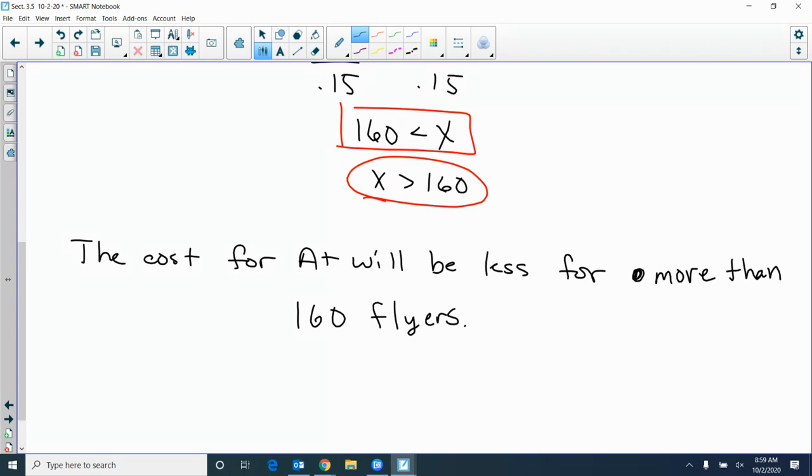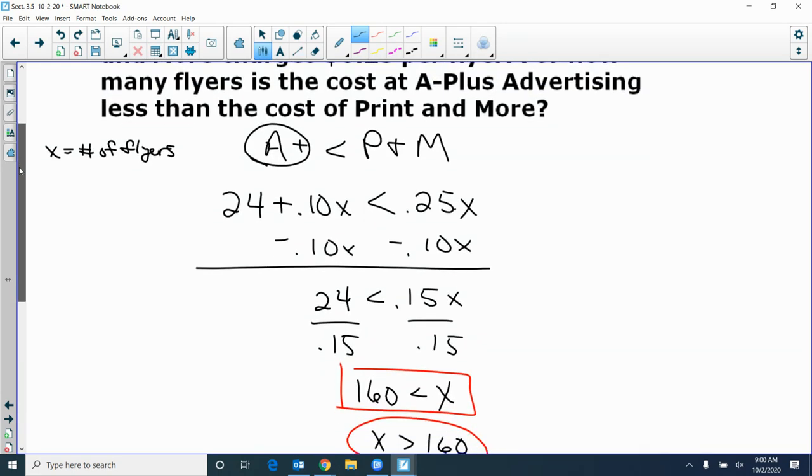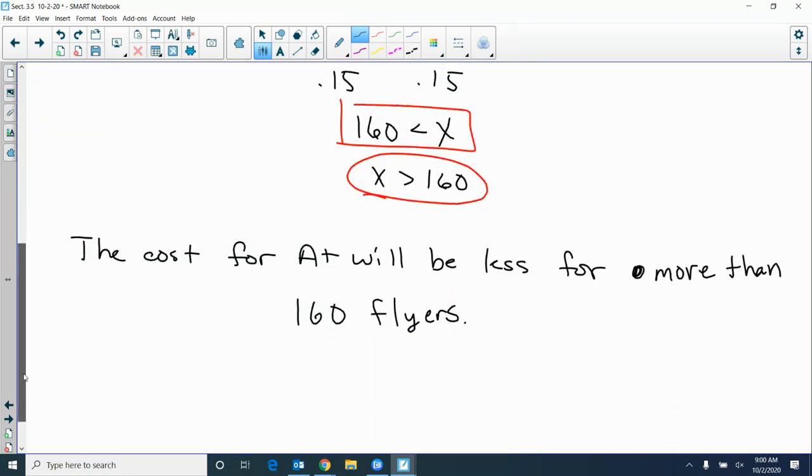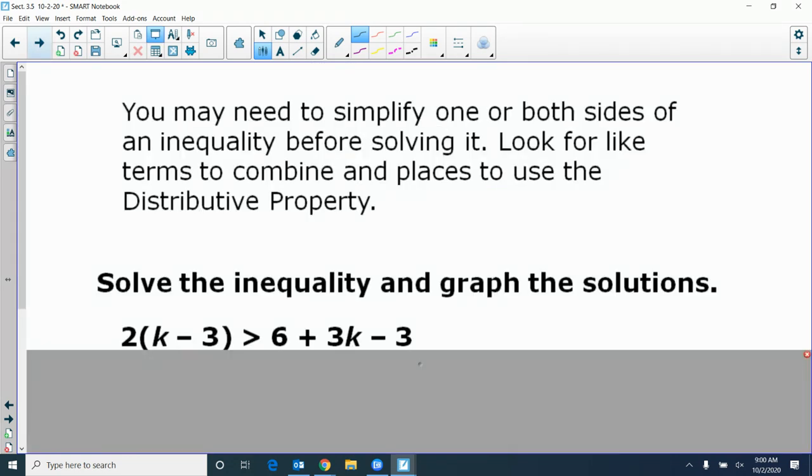Okay? So at some point, you're gonna be given a situation and your boss is gonna say, hey, should we go get concrete from this company or this company? You gotta say, hey, it's gonna be less if we get 120 cubic yards from company A versus company B. You can't just sit there and say, I don't know. This is something you need to be able to verbalize and let them know what's going on. So, hey, for more than 160 flyers, we want to go with A plus. If it's going to be less than 160 flyers, then we want to go with the other company, Print More. So you got to be able to say that.